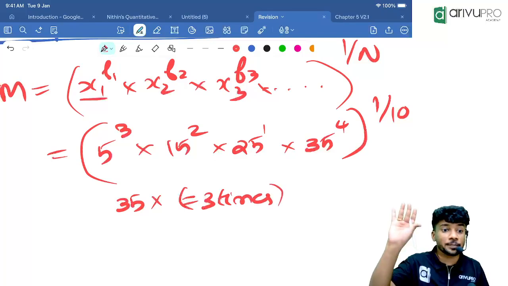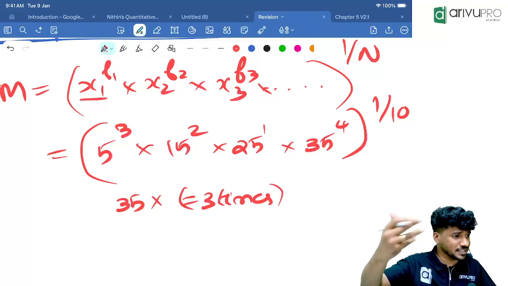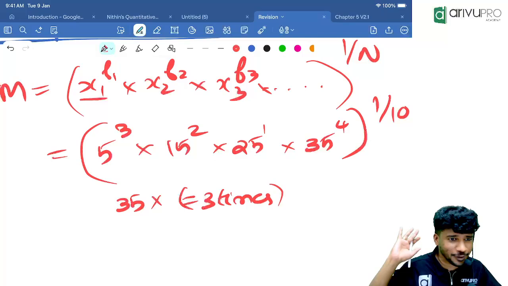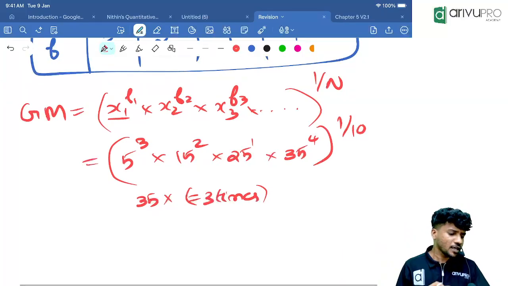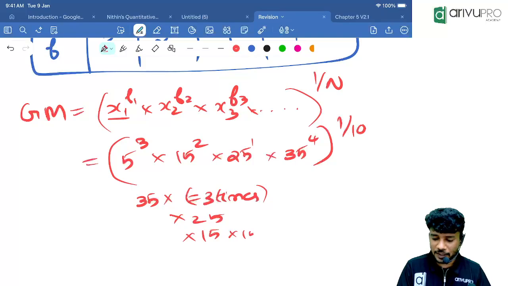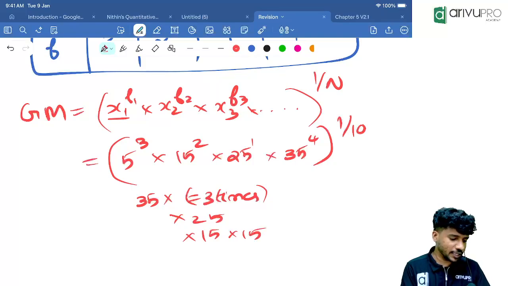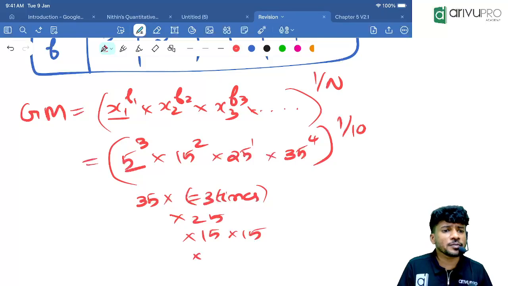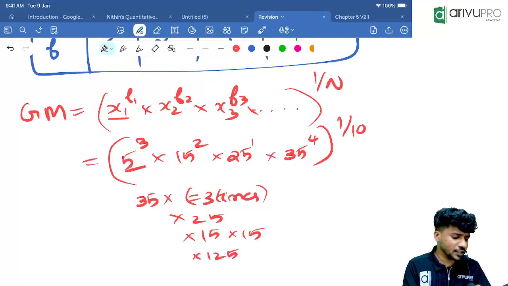This is without the option. Okay. If the option is there, it is very easy for us. We can directly use the option and get the answer. Then, what is the next case now? Multiply it with what? 25. Multiply it with 25. Then multiply it with 15. Then again multiply it with what? 15. One more time 15 you will multiply. Then finally 5 cube is how much? 125. Multiply it with 125.